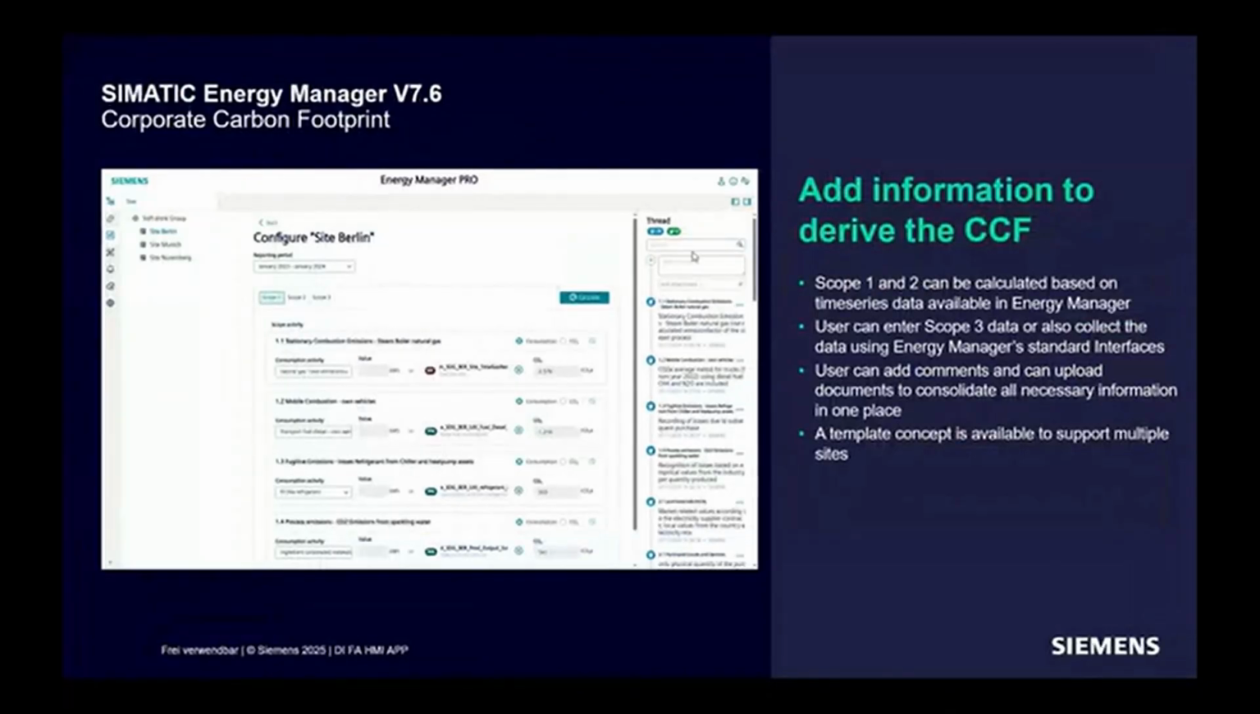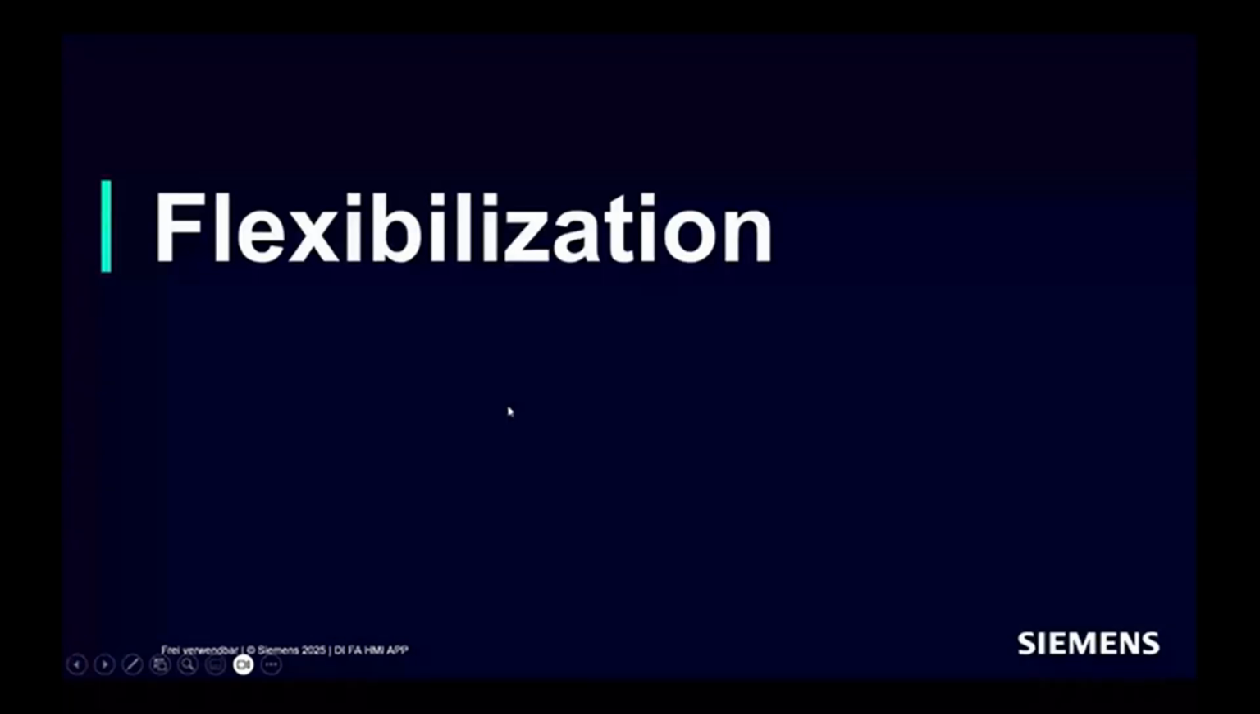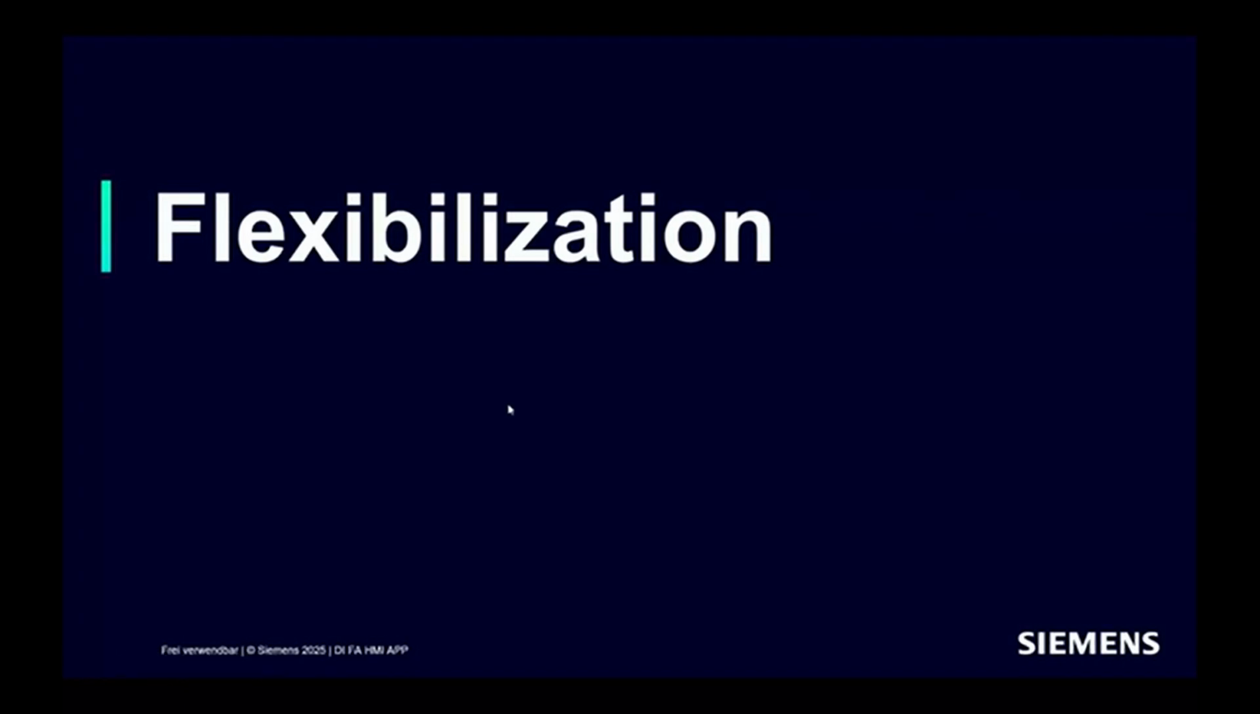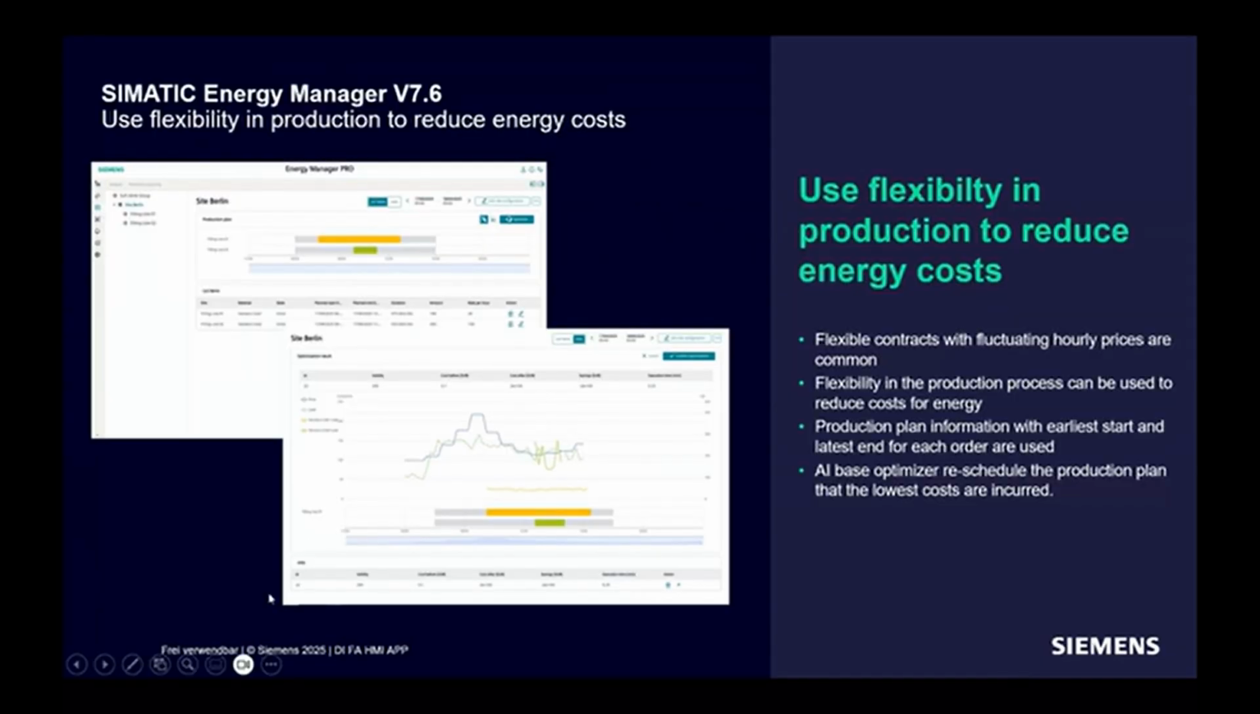Okay, so corporate carbon footprint should be clear now. Let's go back to my presentation so that I get the red line again, now to the next tool, flexibilization. Flexibilization combines the features of production planning, which were also available in the past, but only in our fat or full client, as we call it. But now this will also be available in the web browser for configuration and for planning.